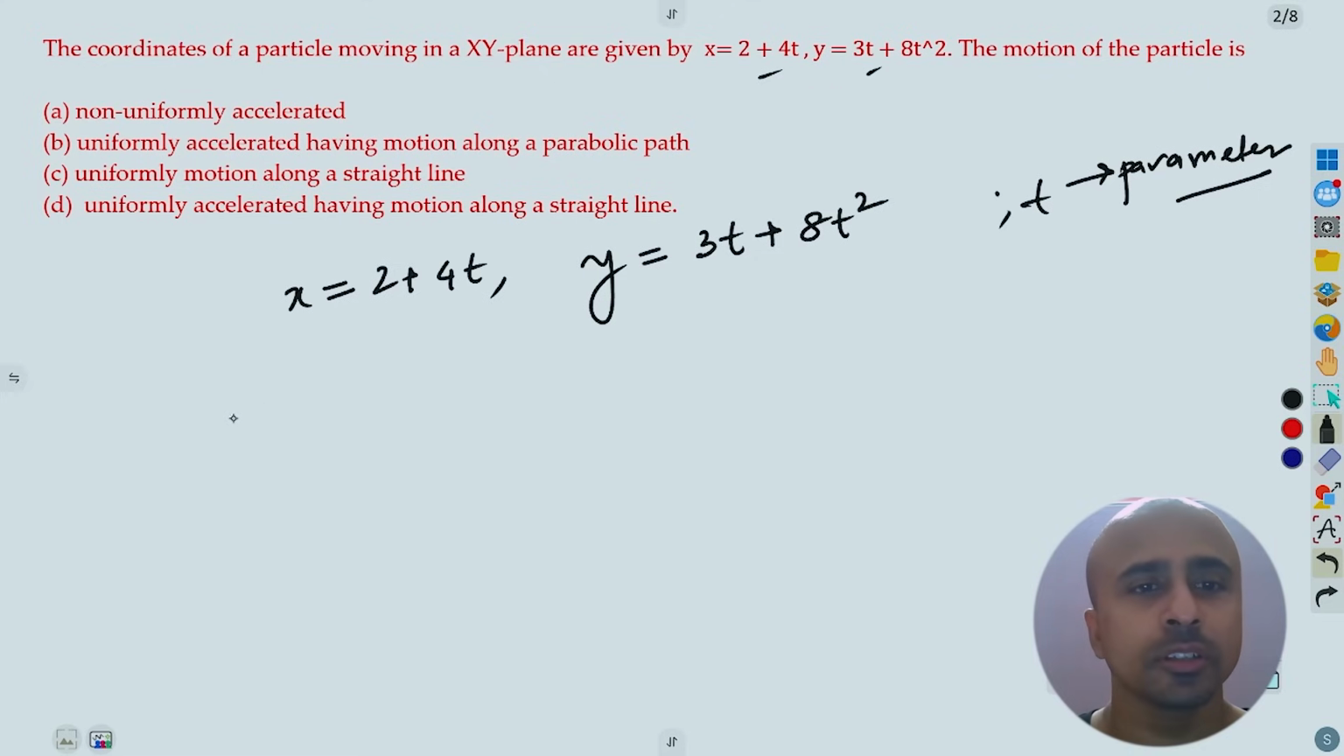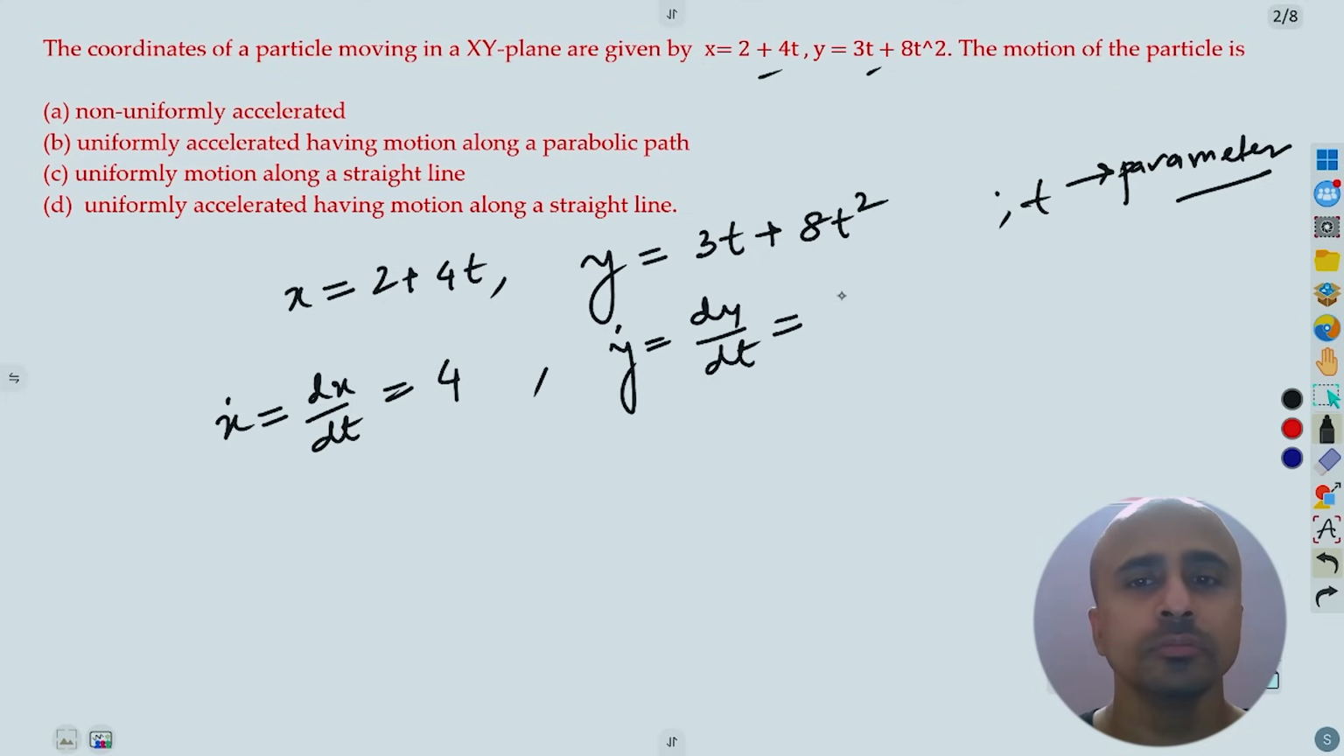So let's evaluate x dot, that is dx/dt. This gives velocity along x direction. It is 4, and y dot, that is dy/dt, is 3 plus 16t. I am just differentiating, okay. I hope you guys know calculus, right?